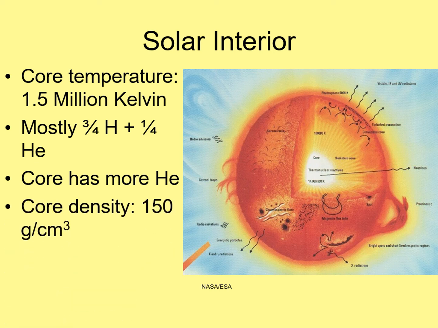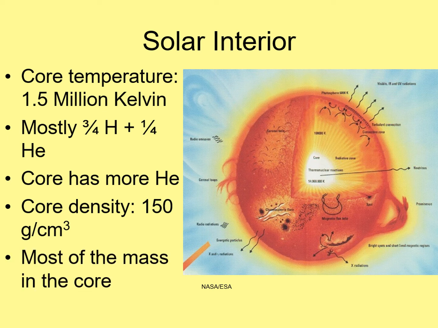The weight of all the overlying gas squeezes hydrogen and helium at the core up to a density of 150 grams per cubic centimeter, or 150 times the density of water. There are few materials on the Earth's surface that are even a tenth of this density. For example, solid gold is 19 grams per cubic centimeter, while lead is only 11 grams per cubic centimeter. Because the core is so dense, this is where the sun's mass is concentrated. The outer layers of the sun are very fluffy in comparison.